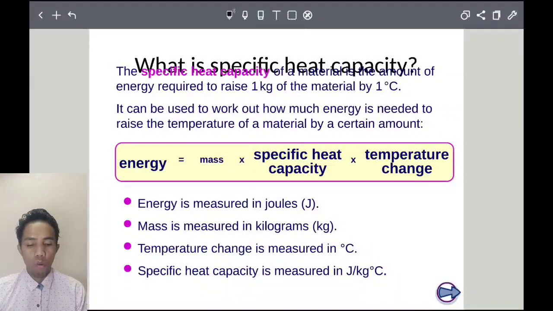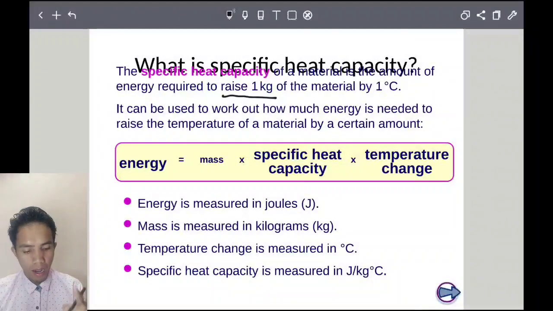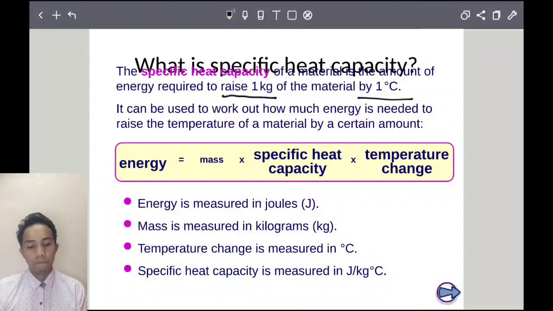So question, what is specific heat capacity? According to here, the specific heat capacity of a material is the amount of energy required to raise 1 kilogram of material by 1 degree Celsius. So here we have 1 kilogram of the material by 1 degree Celsius.